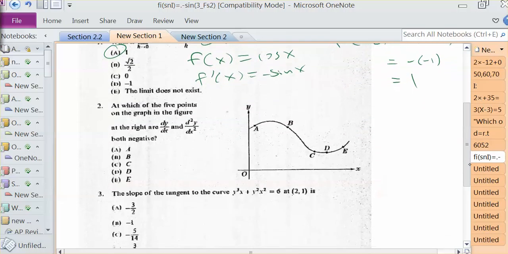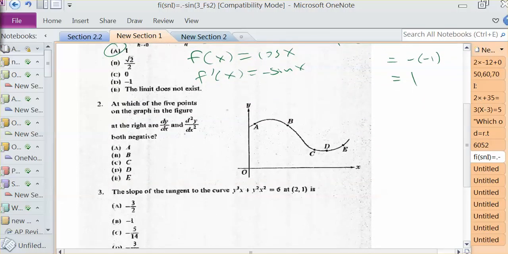Okay, number 2, you want the derivative and the second derivative to be negative. So clearly you want your function to be decreasing, because the original function is shown to the right, since that's y right there. And then you want this to be concave down. That only occurs at point B. It's increasing at point A, definitely decreasing at point C, but it's concave up, and concave up on D and E as well. So we're going to go B for number 2.